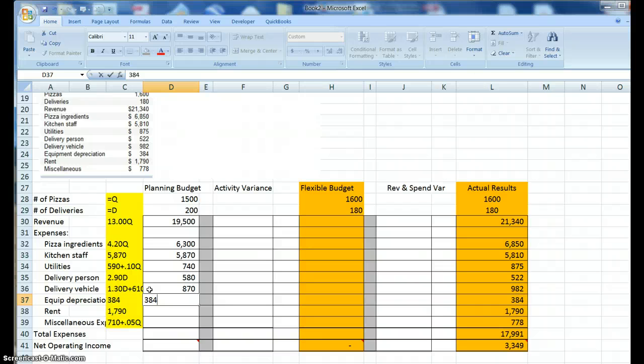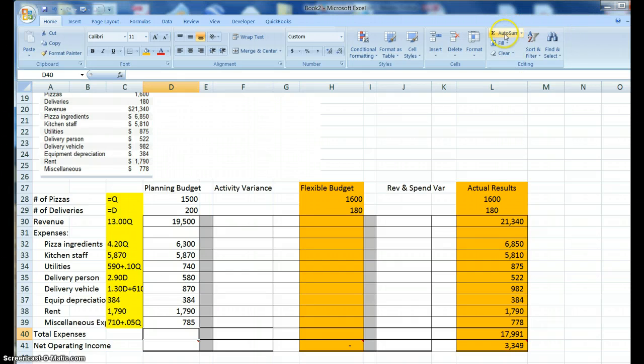Depreciation tends to be a fixed cost because it doesn't change based on the number of pizzas and number of deliveries. Depreciation is the allocation of cost over expected useful life. So it tends to be fixed, just like the rent is fixed. And the miscellaneous expenses again has two components, 5 cents per pizza, 1,500 pizzas, plus a fixed portion of $7.10.